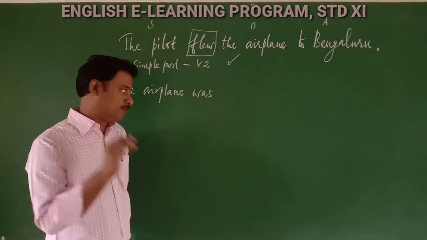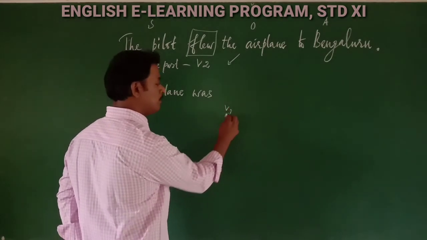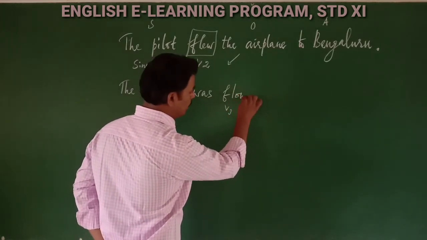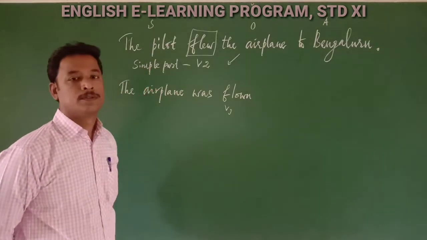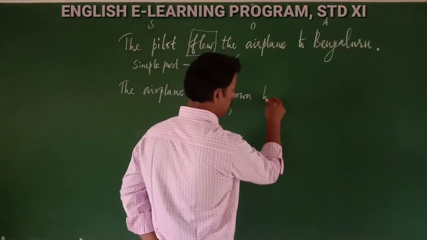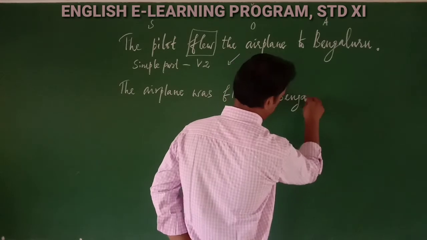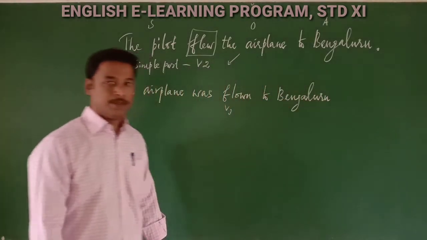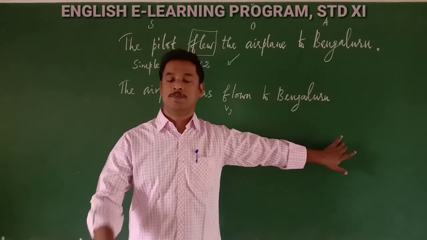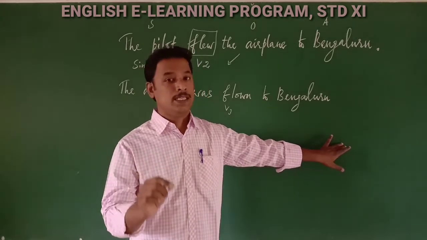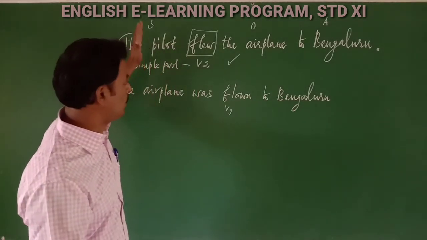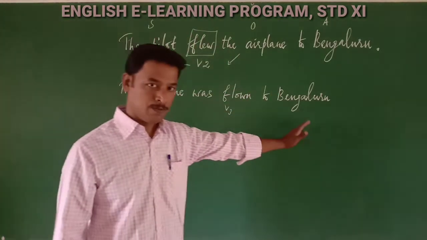Okay, the airplane was. Next, we have to use the verb 3. The verb 3 of this term is fly, flew and flown. Okay, the airplane was flown. The remaining part is to Bengaluru. Then the subject of this active should be converted into the object of passive construction. They are called the agents of that passive construction. Okay, who is the agent of this passive voice? The subject of this active voice is called the agent of this passive voice.